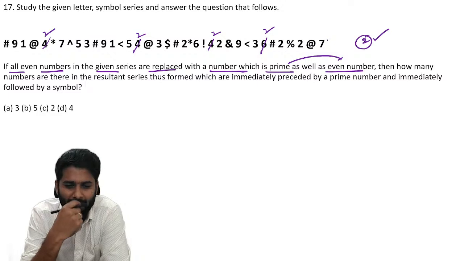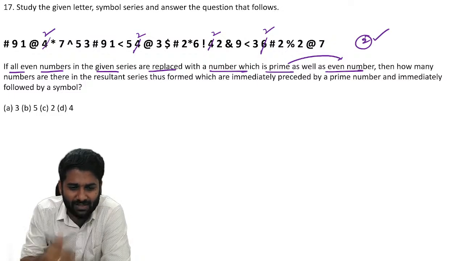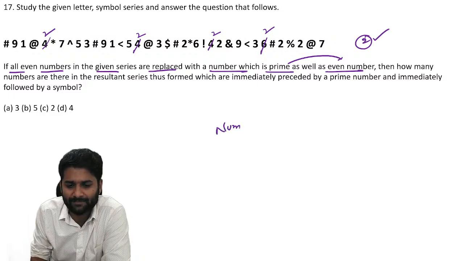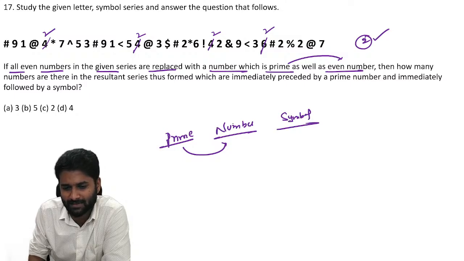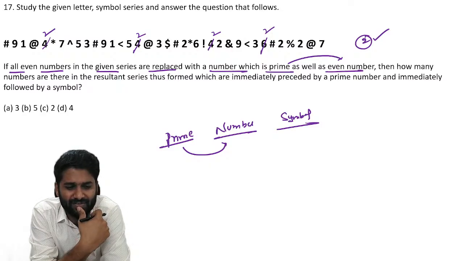Now the question: how many numbers in this resultant are immediately preceded by a prime and immediately followed by a symbol? Guys, we need the previous to be prime and the next to be a symbol. So which one is satisfied?